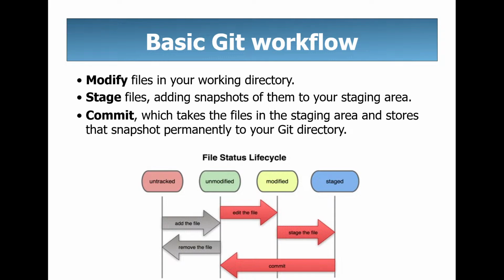Seventh one, push changes. Purpose: upload local commits to a remote repository. This updates the remote repository with your changes so that others can access them. For example, bash git push origin branch name.